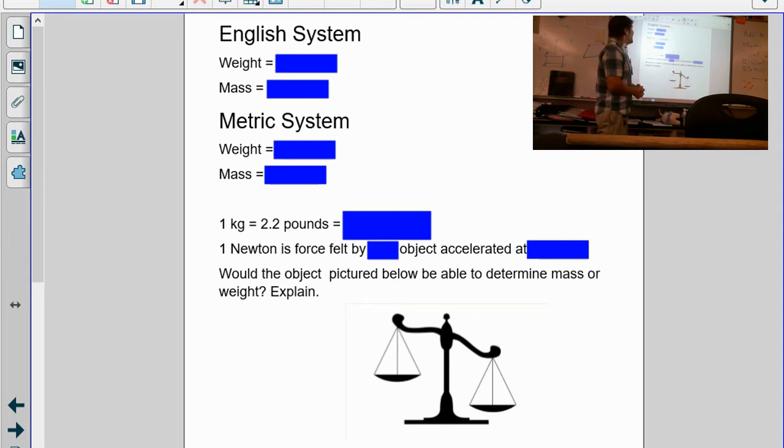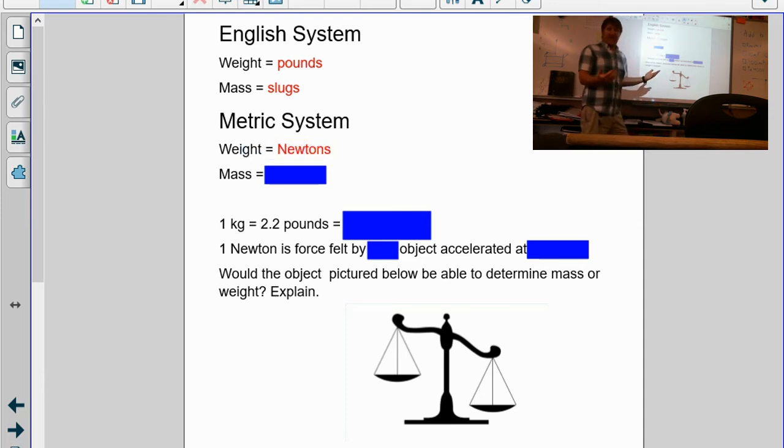So again, kind of a review here. The English system is what we use in the United States, but the rest of the world is going to use the metric system. But you're probably more familiar with this when we talk about forces than you are this. So first off, in the English system, we weigh ourselves in pounds. And then the mass one, this one is a really obscure reference here. Slugs is the unit for mass in the English system. When we get to the metric system, we measure weight in a force, which is newtons, and then mass is kilograms. Okay. So you are familiar with that.